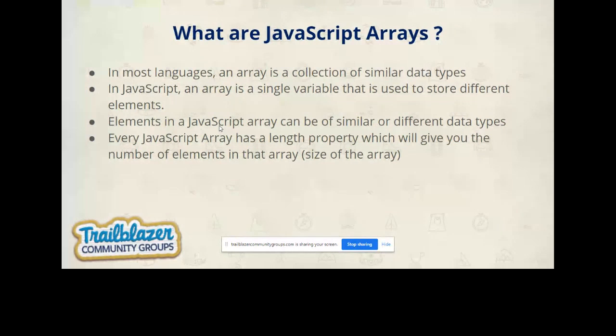Okay. And every JavaScript array has a length property, which will give you the number of elements in that array. There are not many properties if we talk about JavaScript arrays. Only one property is main, which is the length property. And anytime you want to find the length of an array, you can just use the JavaScript array dot length, and it will give you the length of the array.